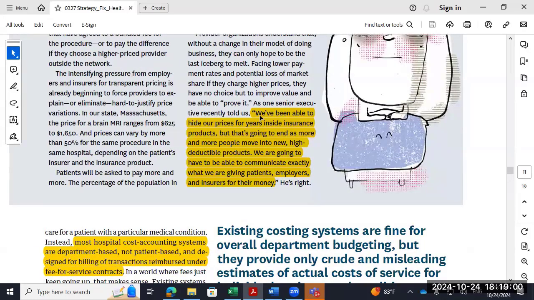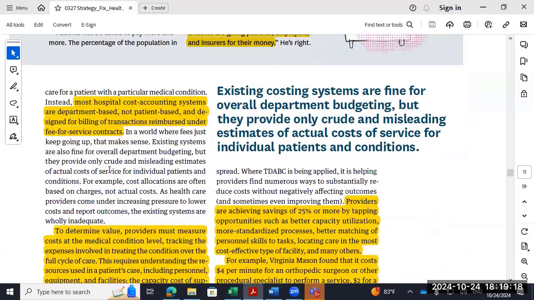Here's something very similar to what you've heard in some of the other articles. We've been able to hide our prices for years inside insurance products, but that's going to end as more and more people move into new high deductible products. We're going to have to be able to communicate exactly what are we giving to patients, employers, and insurers for their money. Most cost accounting systems are department-based, not patient-based, designed for billing or transactions reimbursed under fee-for-service contracts.